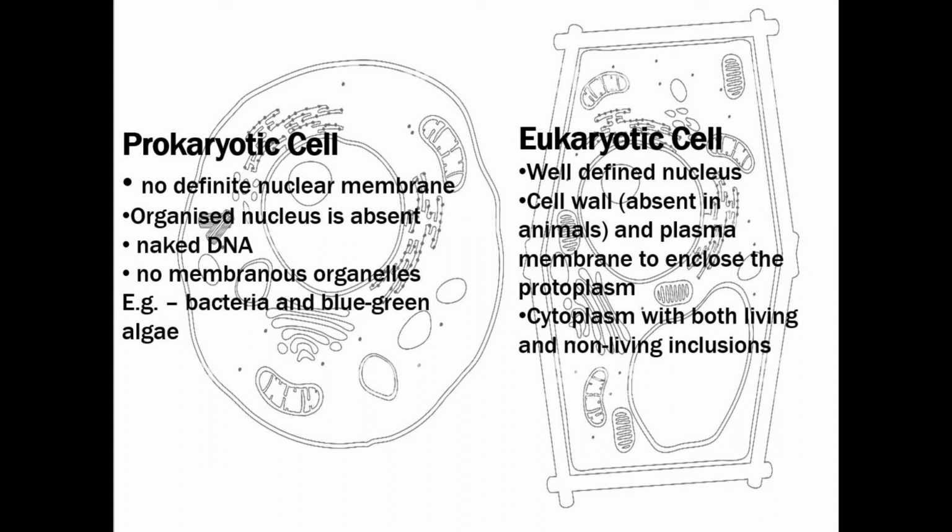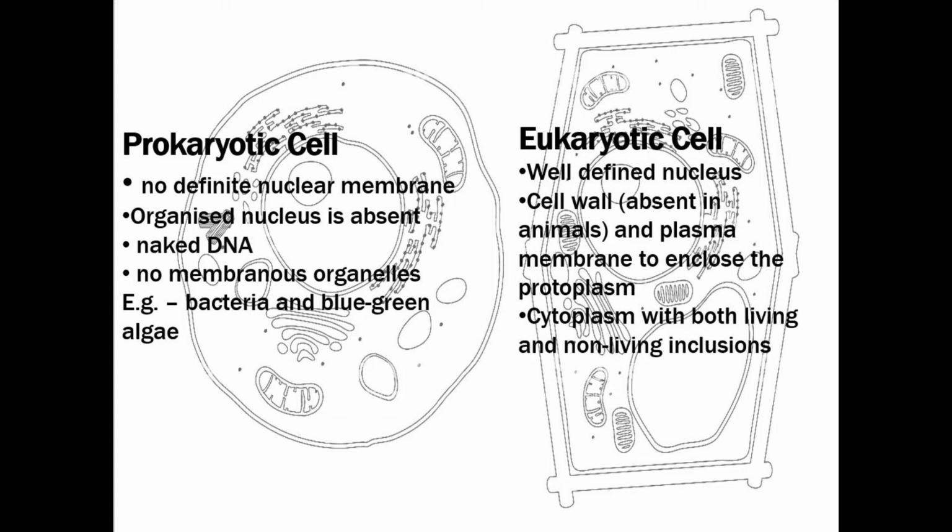Now we have the eukaryotic cells. What are the features? Whatever the prokaryotic cells have, we have the opposite of that. Like, we have a well-defined nucleus. The nucleus is very much defined and in a good shape and size. Then we have a cell wall. Though the cell wall is absent in animals, where we have the cell membrane, in plants you can find the cell wall and the plasma membrane to enclose the protoplasm.